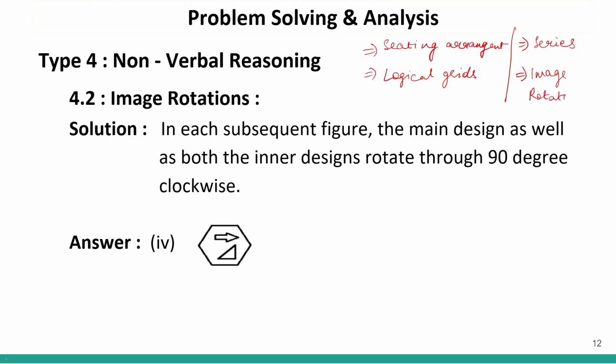So these were all the types of questions that can come in problem solving and analysis in your exam. From next lecture onward, we will discuss the exercise questions and we will solve some more questions to get a clearer or a better understanding of the subject.